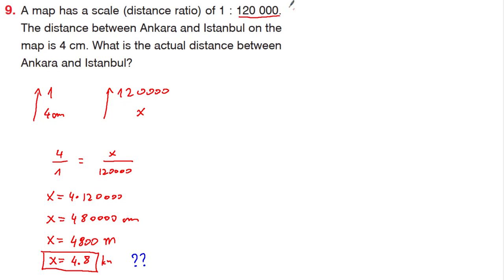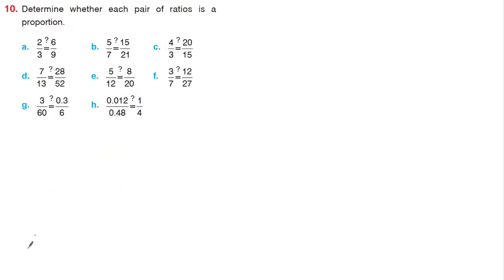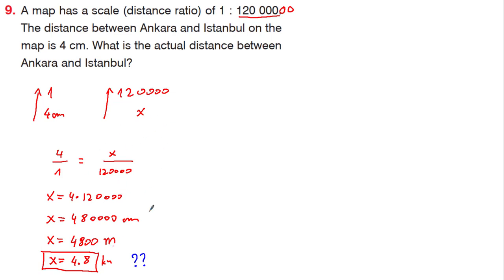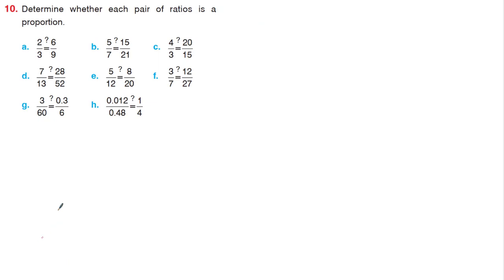So in the exercise, it should have had 2 more zeros in the map ratio. Why? The distance between 2 cities like Istanbul and Ankara is not 5 kilometers. So mathematically, the question is solved correctly, but in reality, this shouldn't be the scale.